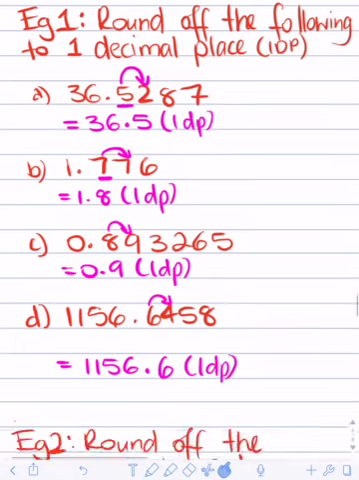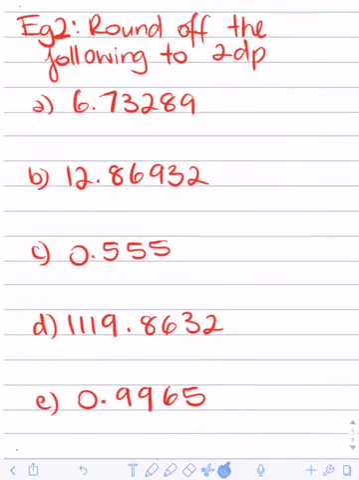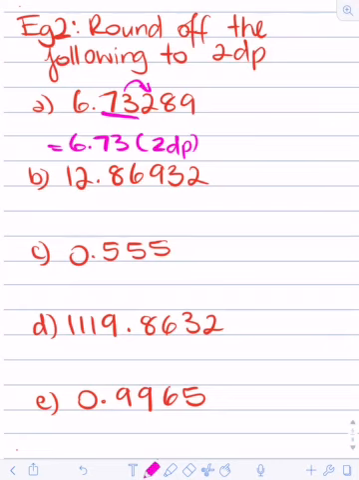Now let's move on to the next example, where it says round off the following to two decimal places now. That means we're going to have two decimal places after the decimal point. So we're going to look at the third number now. And we're going to say, okay, that's a 2. So 73 stays the same, 6.73, 2 dp. That means I only have two decimal places after the decimal point.